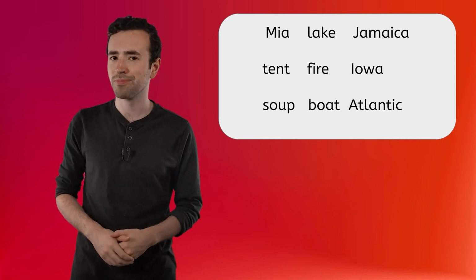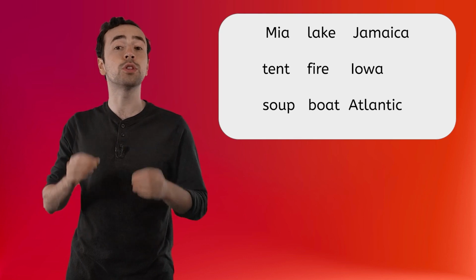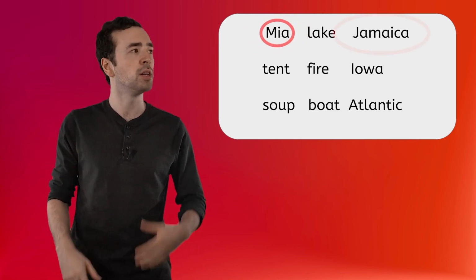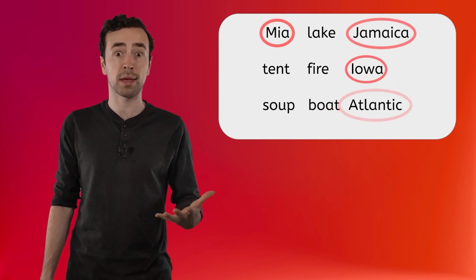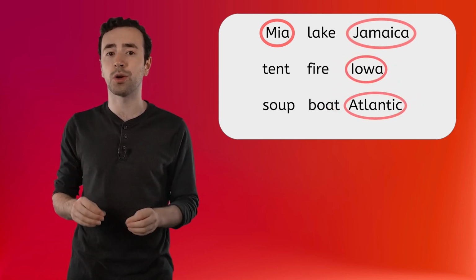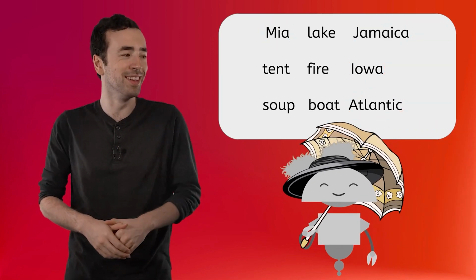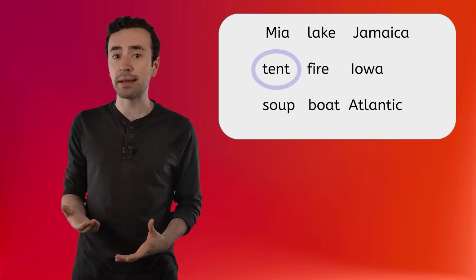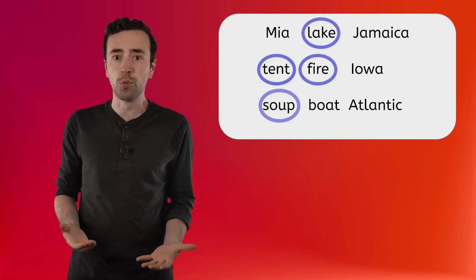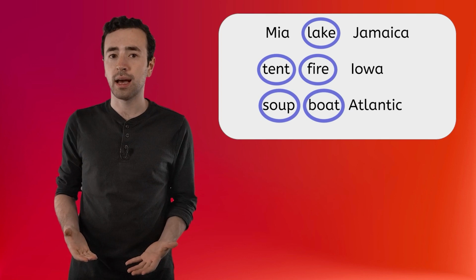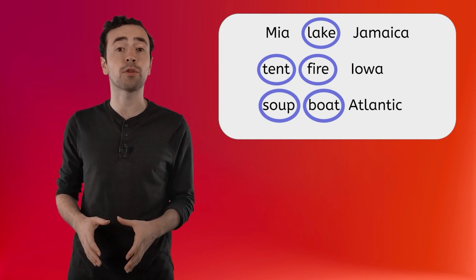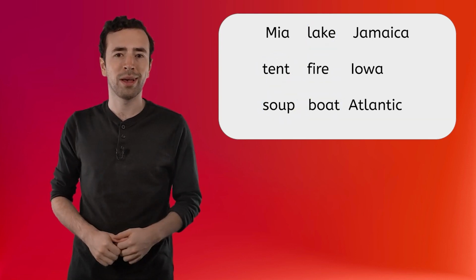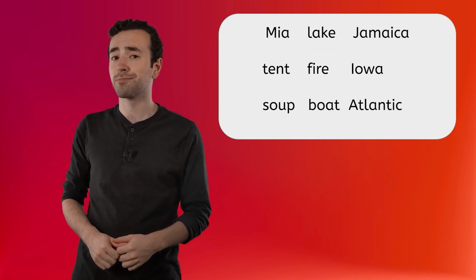What did you circle? Proper nouns refer to specific names, such as Mia, or specific locations like Jamaica, Iowa, or the Atlantic. They always start with a capital letter. Mia, yes, you are very proper. On the other hand, words like tent, lake, fire, soup, and boat are common nouns. Items like these are called common nouns because they refer to general things, not specific ones. Great work.